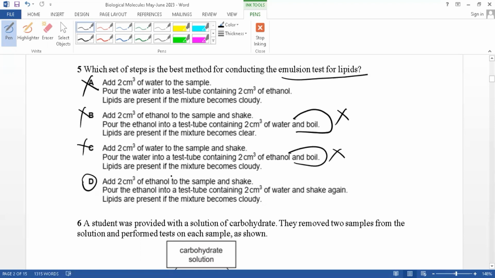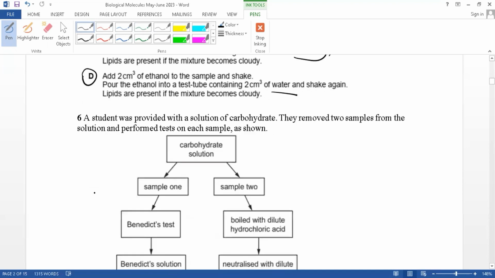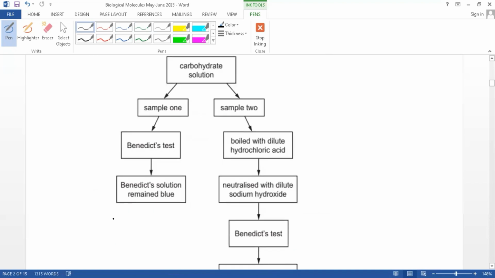Add 2 centimeter cube of ethanol to the sample, shake it well. Then pour the ethanol into a test tube containing water and shake again. Lipids are present if the mixture becomes cloudy. So there is no heating, no boiling, and first the sample and ethanol are mixed and then water is added. So this D is correct. That's the right way of doing the ethanol emulsion test.